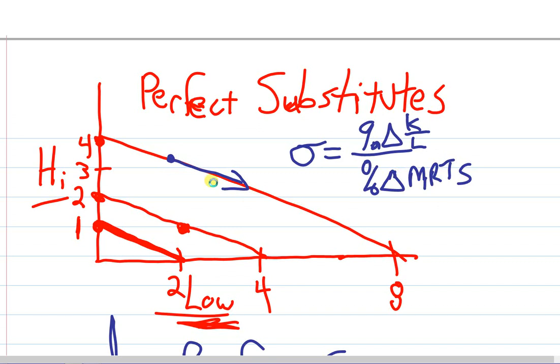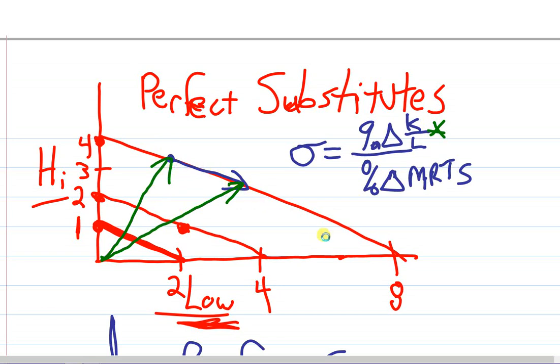Let's look at what we're talking about in the numerator. The numerator, the capital to labor ratio, let me put a little green star there. Remember, the capital labor ratio is looking at the slope of a ray from the origin. So as we move along this direction, look how fast the slope of that ray is changing. Well, it's changing at kind of a moderate rate. As we move down, it's going to get flatter and flatter and flatter.